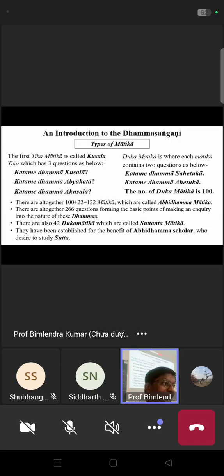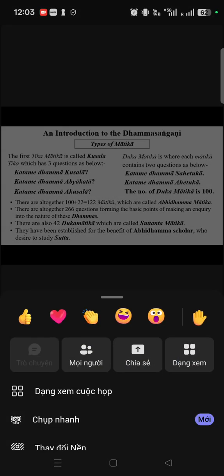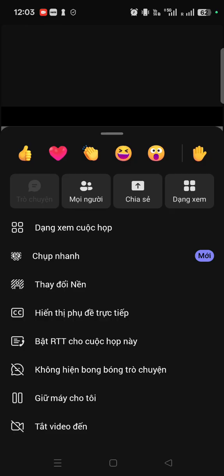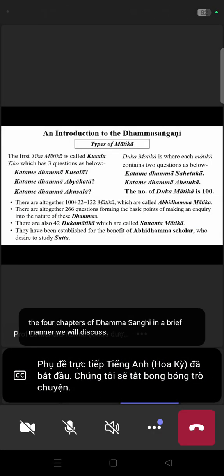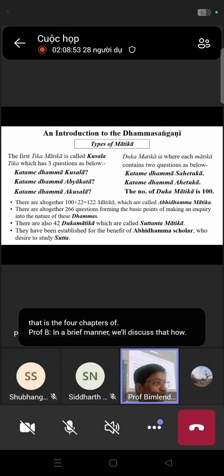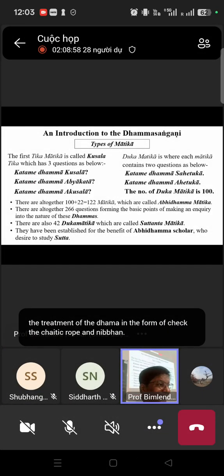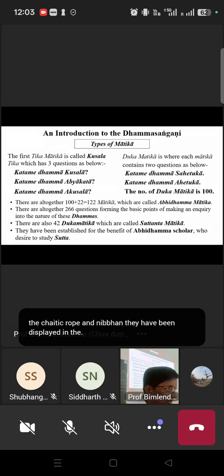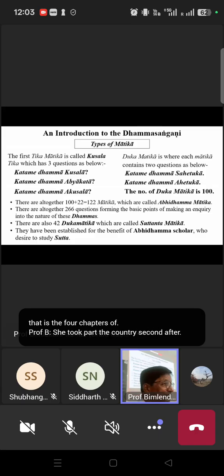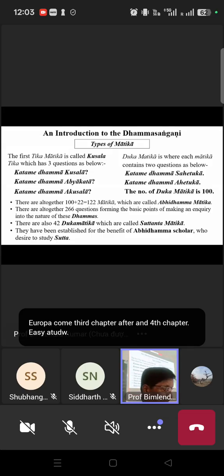Now we are coming to the contents of the Dhammasaṅgaṇi, that is the 4 chapters of Dhammasaṅgaṇi. In a brief manner, we will discuss how the treatment of the Dhamma in the form of Chitta, Chetasik, Rupa and Nibbana has been displayed in the 4 chapters. The first chapter is called Chittupadkanda. The second chapter is Rupakanda. The third chapter is Vikepakanda. And the fourth chapter is Athudvarakanda. There are 4 chapters in Dhammasaṅgaṇi.